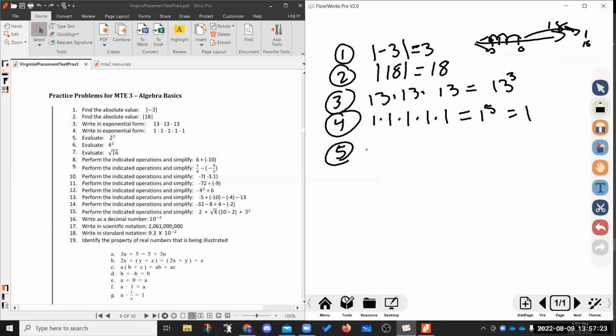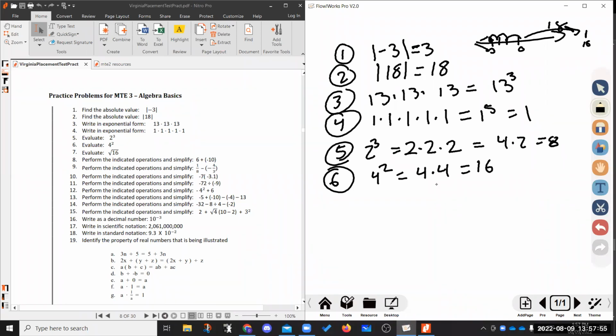Number 5 asks us to evaluate 2 to the 3rd, which is 2 times 2 times 2. 2 times 2 is 4, times 2 is 8. You should start at this point to memorize your perfect squares and perfect cubes. We're going to need them later in algebra. So start working on that. Evaluate 4 squared. 4 squared is 4 times 4, which is 16. It's one of those perfect squares you should memorize.